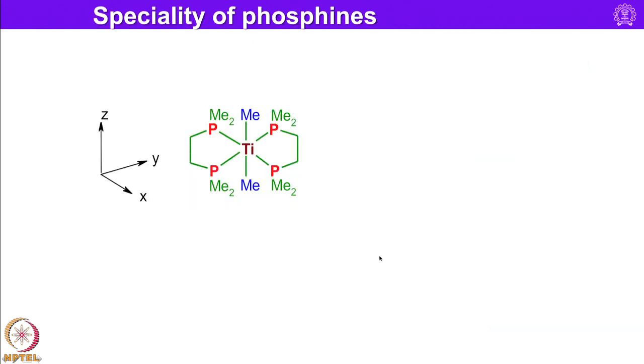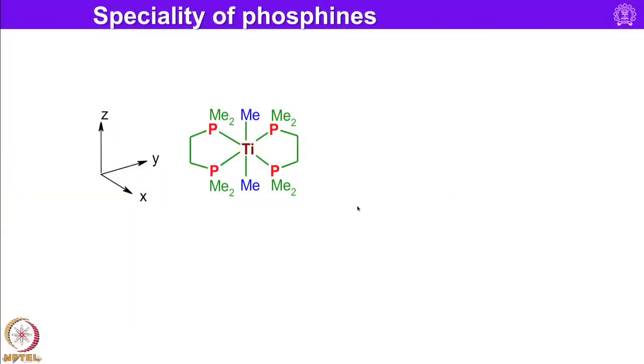So, another interesting example I will show you. This is a titanium 2 compound. So, titanium electronic configuration is d2s2, 3d2, 4s2, and here in this case titanium is in plus 2 state and having 2 electrons in the d orbital, and this is an octahedral molecule surrounded by 2 bis dimethyl phosphinoethane ligands and 2 methyl ligands in axial positions. And strictly speaking, any metal complex having up to 3 electrons in the d orbital should be paramagnetic, but the interesting feature of this molecule is this is diamagnetic. Let us see how that happens.